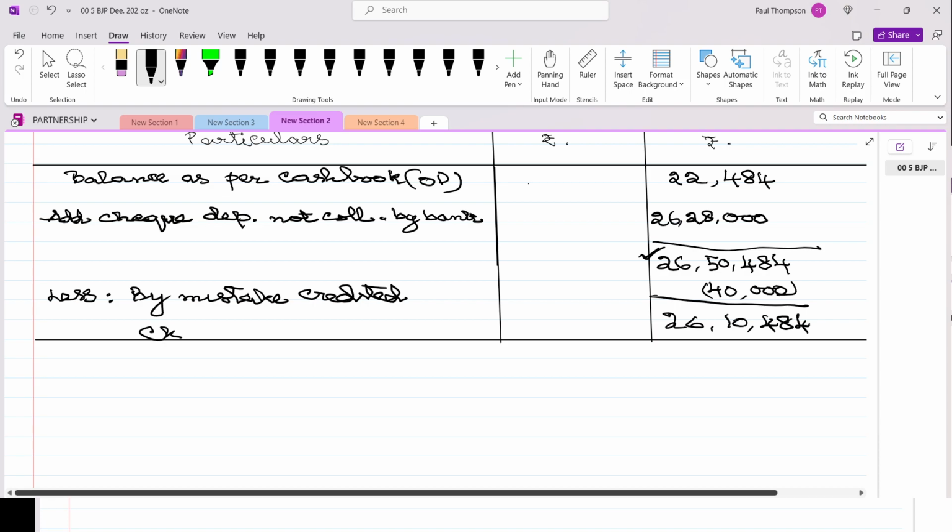Now we have issued checks. Checks issued but not presented for payment. The moment we have issued checks, what we would have done, we would have written on the credit side. It means the overdraft balance would have gone up.